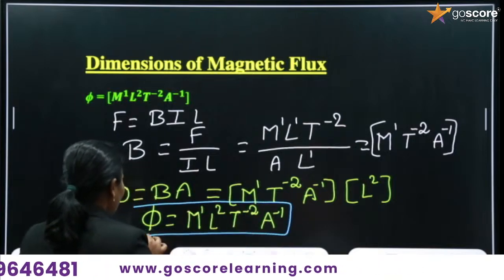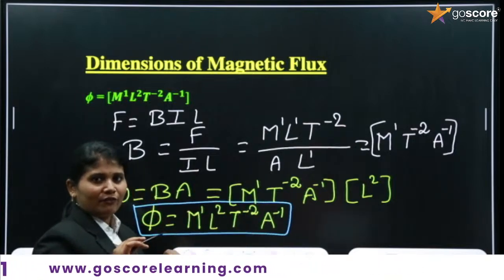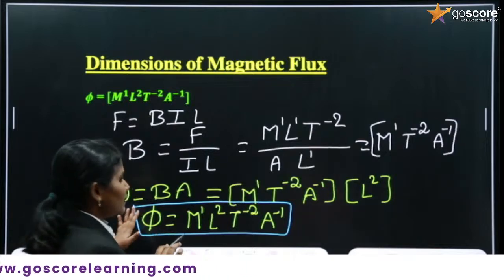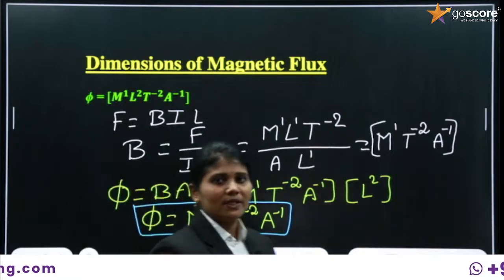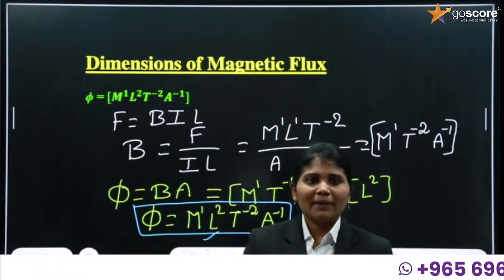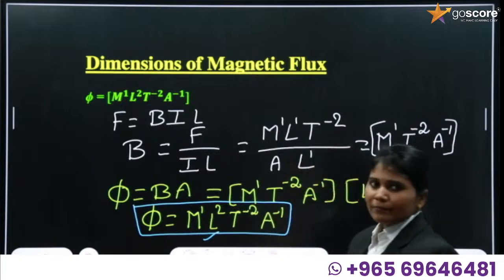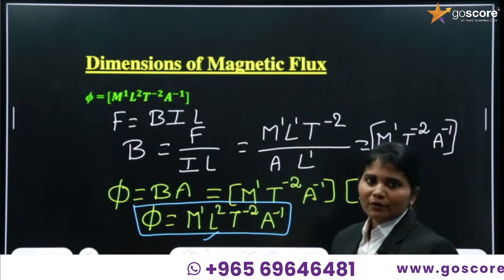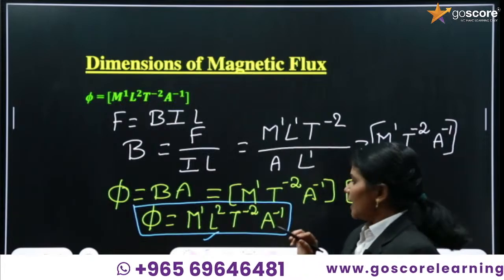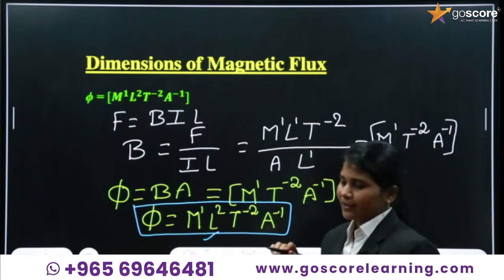These are the dimensions for the magnetic flux. So you understand, guys, what is the dimension for the magnetic flux? M^1 L^2 T^-2 A^-1 is the dimension for the magnetic flux.